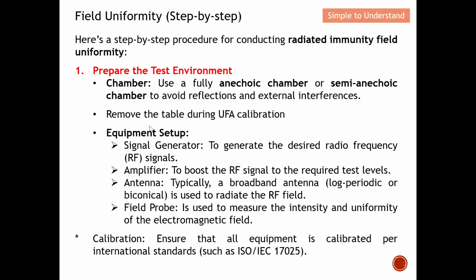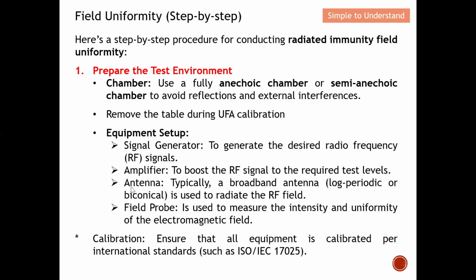These are the equipment that we need in order to do this field uniformity. First will be the signal generator. As the name implies, it generates a signal, in short the desired radio frequency signal. Next, the signal will pass to the amplifier. The role of the amplifier is to boost or amplify the signal to the required test level, big enough to reach the desired test level.